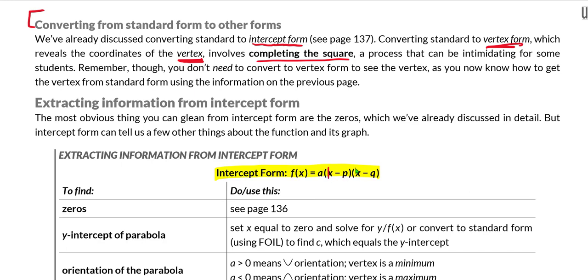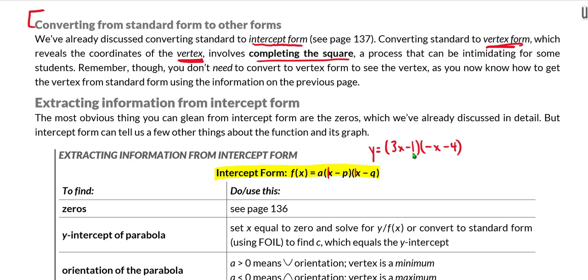in intercept form, pure intercept form, the coefficient in front of the x's is a positive 1. Occasionally you may see, in fact, I believe we'll see something like this in an example that is coming up. If you see something like 3x minus 1, let's say times negative x minus 4, this is not really intercept form. This is not truly intercept form.